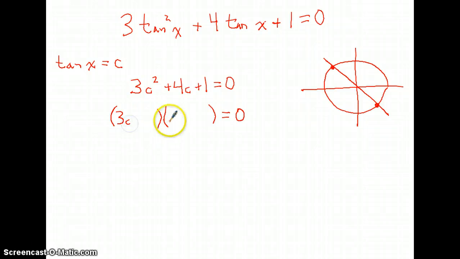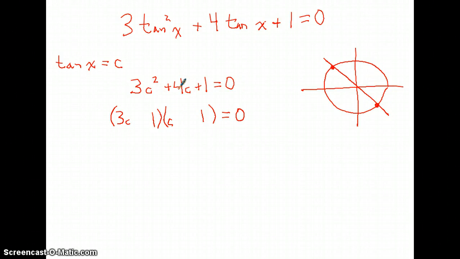All right, I'm going to unfoil this. 3c squared really pretty much only separates out into 3c and c. 1 really only separates out as factors of 1 times 1. So yeah, I've got 3c times c equals c squared. I got 1 times 1 equals 1.